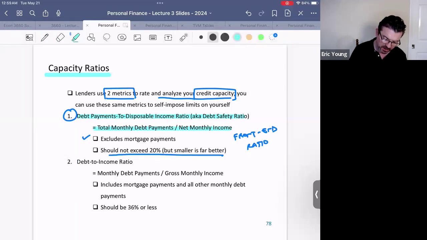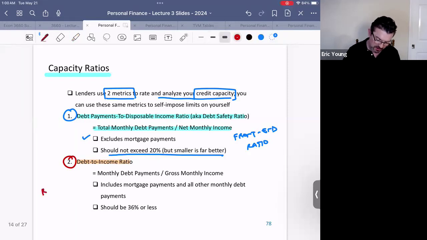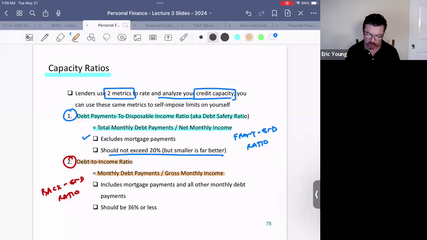The second one that we're going to talk about is known as the debt to income ratio. This one is known informally as the back end ratio. And this one is equal to your monthly debt payments divided by your gross monthly income, meaning before taxes. Notice that this one includes all your monthly debt payments, including your mortgage. And the target for this, 36% max.